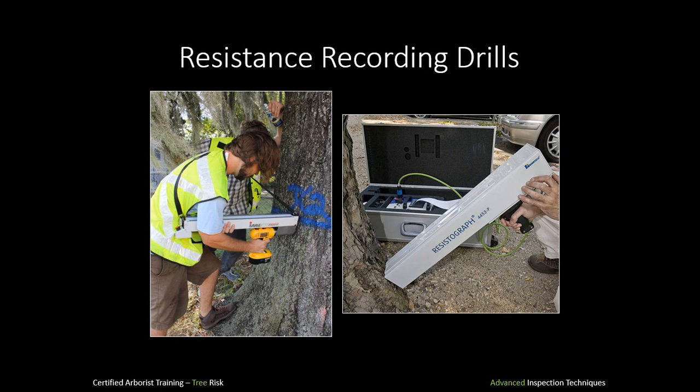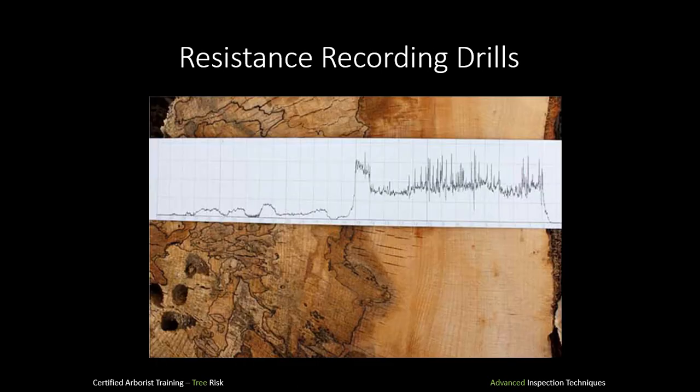Resistograph, or resistance recording drill. This is a drill that has a device that measures the resistance of the drill bit as it passes through a tree. The more resistance the drill bit goes up against, the more solid the wood is. And here's the output. You can see going from right to left, there's very little resistance in the bark. And then as it hits solid white wood, you see that resistance go up, and there's peaks and valleys for the different rings of the tree.